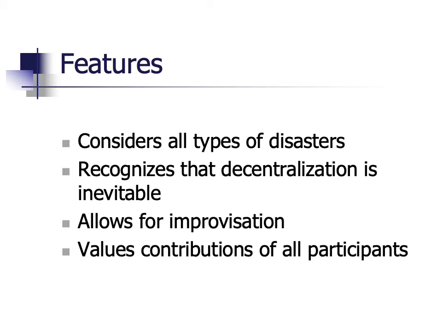So, what are the features of this professional model? Well, first of all, it does consider all types of disasters, so not just conflict disasters. It recognizes that decentralization is inevitable. We can't prevent other people and organizations from responding. In addition, we might need to be flexible and creative and adaptive. We have to improvise. In addition, we have to value the contributions of all participants. If we're going to respond to a disaster effectively and efficiently, we want to make sure everyone is involved in helping us return things back to normal or hopefully improved conditions.